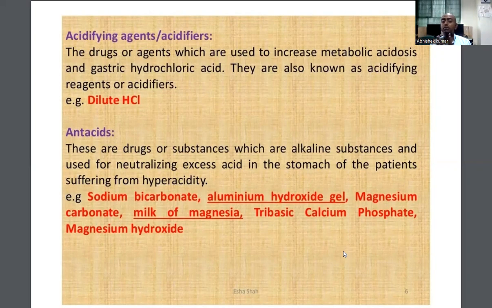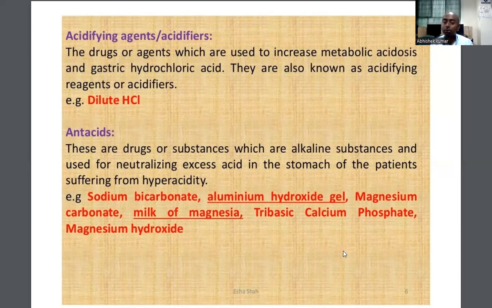So an antacid is a drug or substance having alkaline nature, because there is already a high concentration of acid. For neutralizing a high concentration of acid, we need an alkaline substance. So an antacid is an alkaline compound, and when we take an antacid, it neutralizes the excess acid present in the stomach and the patient gets relief.